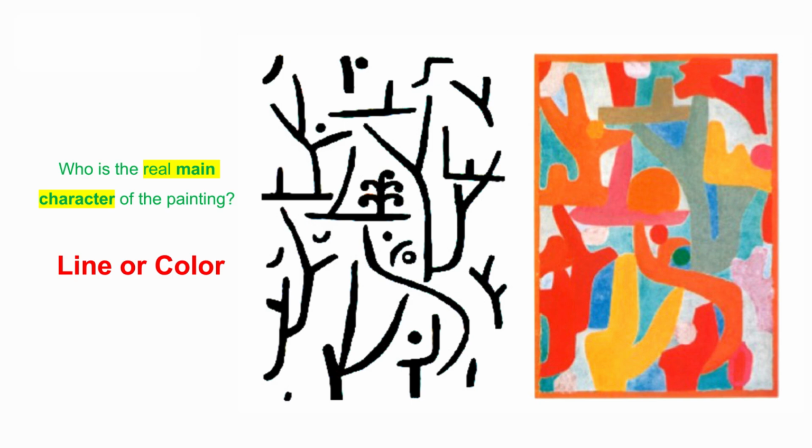The black lines thought, people love this painting because of me. I give it shape and structure. The colors argued, no, people love this painting because of me. I make it beautiful and full of emotion. They argued and argued. Neither one could convince the other. Each one believed they were the star of the painting. Finally, one day, they had a huge fight and split apart.